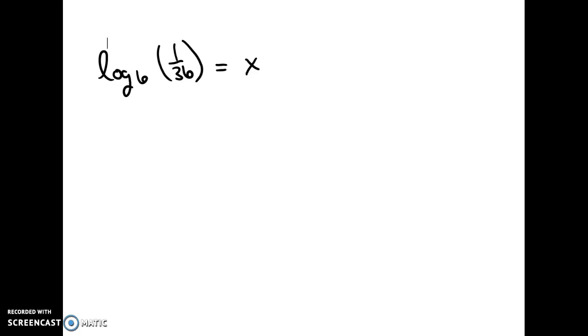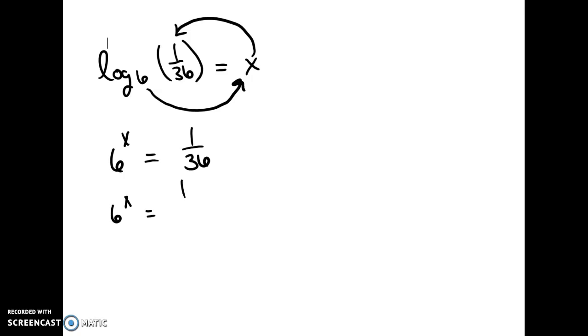So I'm going to take 6, raise that to x, and that's going to be equal to 1 over 36. So 6 raised to x is equal to 1 over 36. Okay. Now we can change 36 to 6 raised to 2, because we know that 6 times 6 is 36.